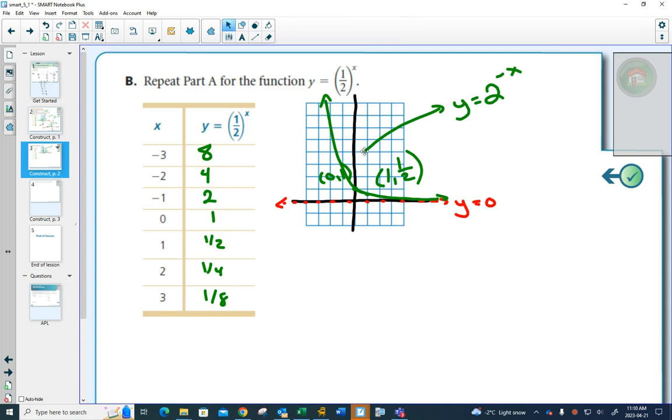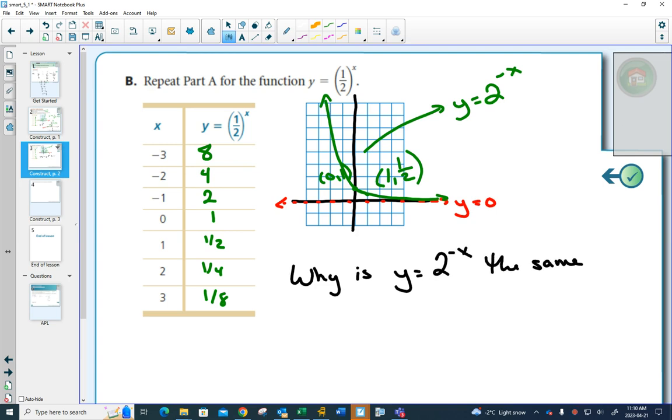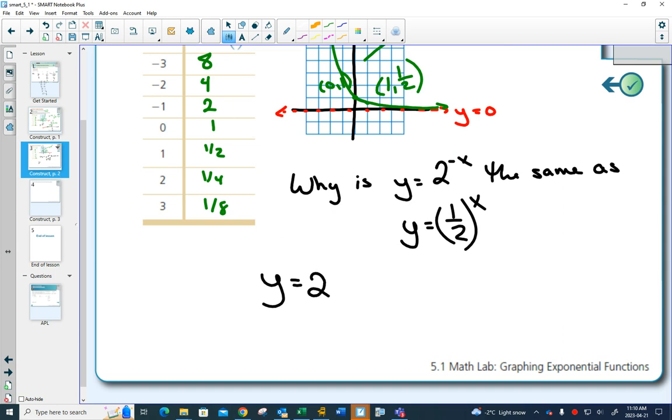So the question is, why is y equals 2 to the negative x the same as y equals 1/2 to the x? So we're going to see if we can do some algebra to prove that those two are the same. It's kind of like a proof. I'm going to start off with y equals 2 to the negative x. On this side, I'm going to write y equals 1/2 to the x. I can make it the same format as a proof, with a left-hand side and a right-hand side.